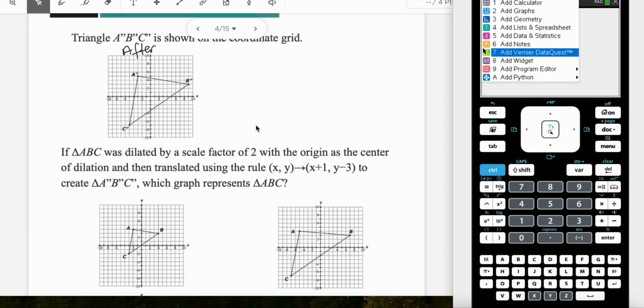So let's highlight the transformation that took place. It says that triangle ABC was dilated by a scale factor of 2. And then it was translated using this particular rule. So two things took place. Dilated. So I'm going to write it here.